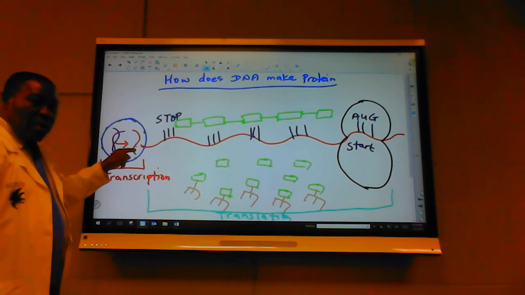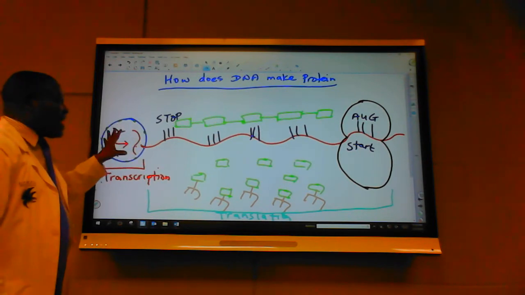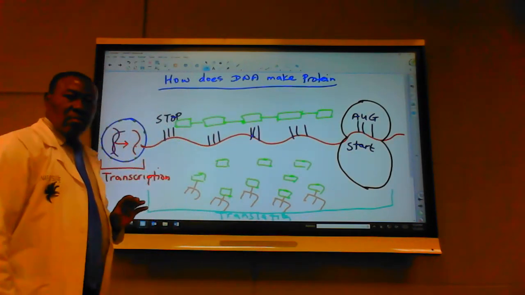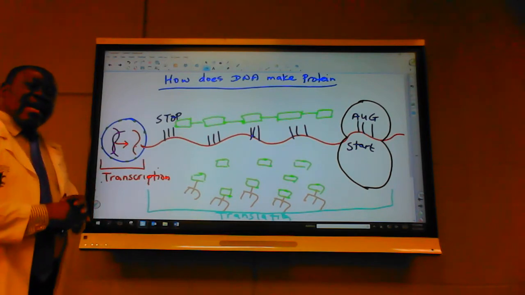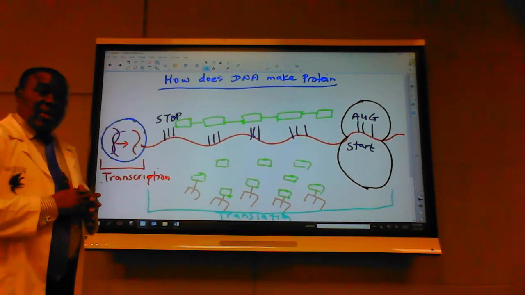Why is that important? Because they have to go through this hole in order to make protein, because the protein is not made inside the nucleus. Protein is made outside the nucleus. Even with me. Okay? So who's going to come out? Is it the DNA or the RNA? You got it. The RNA is coming out.